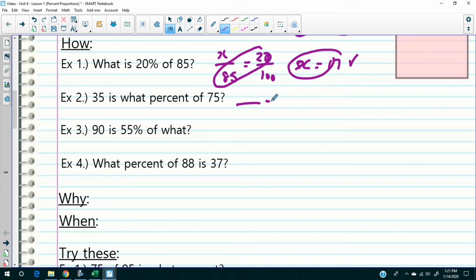Okay, next question. 35 is what percent out of 75? All right, so I'm going to cross multiply here. 35 times 100, that's 3,500, divided by 75. 46.6 repeating. Like so. Okay? All right.